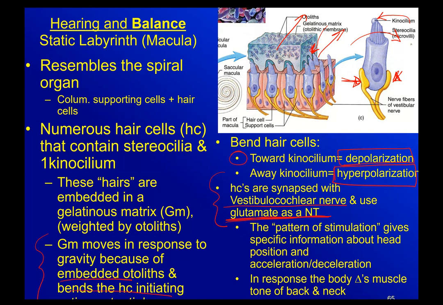So the pattern of stimulation gives you specific information about your head's position and whether you are accelerating or decelerating, whether you're moving forward or you're stopping. And in response, the muscles in your body will change the tone of your back and your neck. Everybody here has fallen asleep in class, don't lie. Your body starts to go back and you go, huh, right? And you sit yourself up real quick. That's actually this right here. Those otoliths shift and it sends a signal to your brain of you're going backwards, and whoa, you pick yourself up really, really quickly.